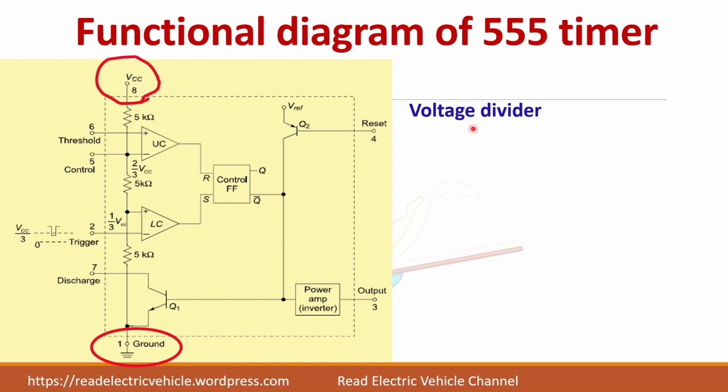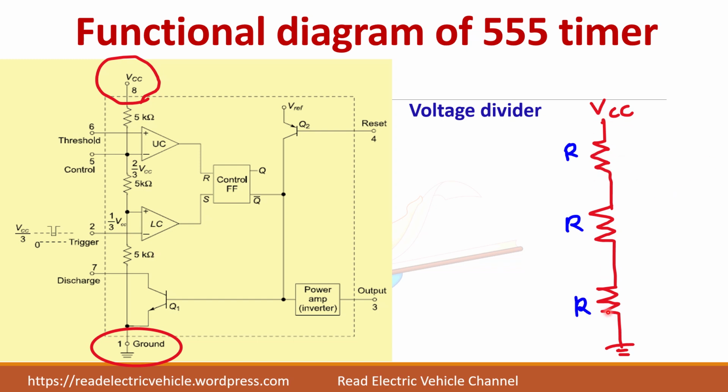First, take the voltage divider. You have a VCC and a ground here. In between there are three resistors. You can see here one 5 kilo ohm, another 5 kilo ohm, another 5 kilo ohm. So three equal resistors are here. Because of these 5 kilo ohm resistors, we call it a 555 timer.